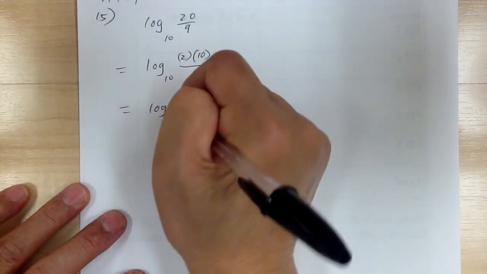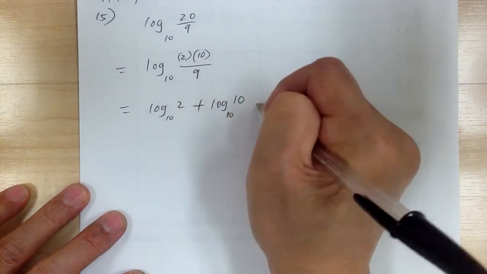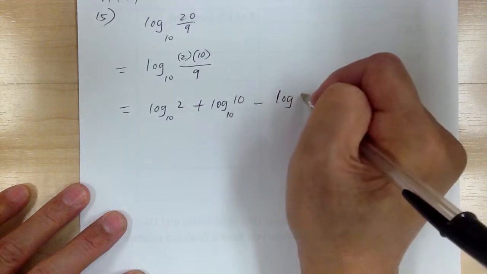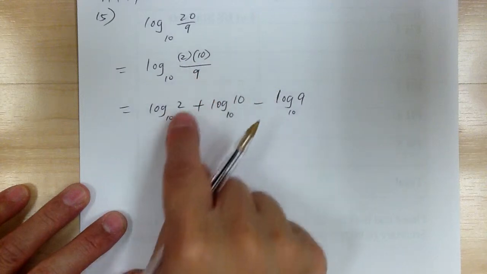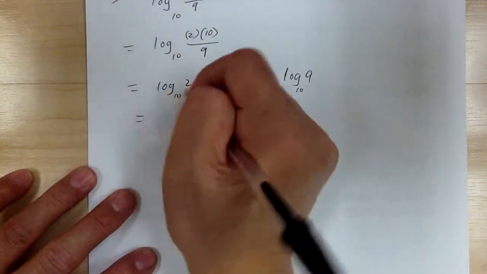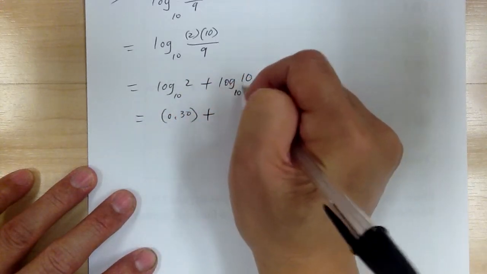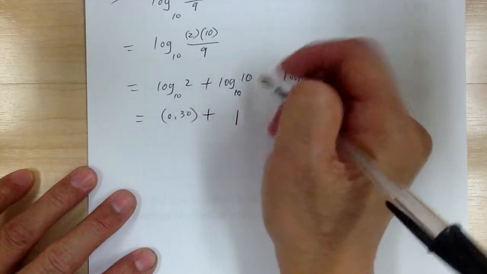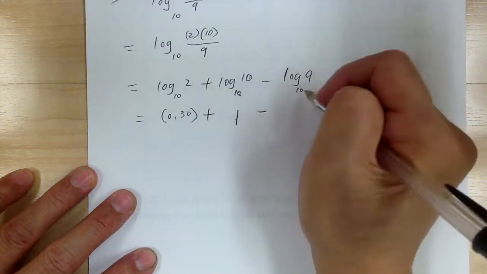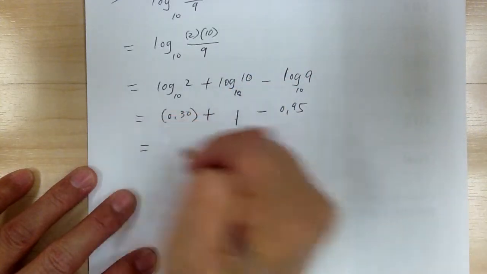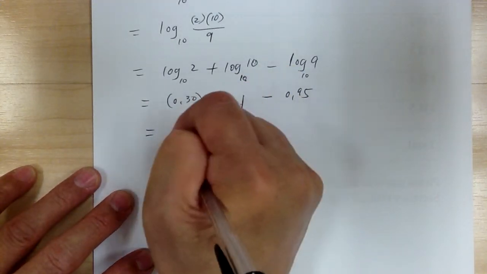So this becomes log of 2 base 10 plus log of 10 base 10 minus log 9 base 10. So you multiply, you add. So it'll be 2, 10, 9. Then from here you can go and evaluate. So this is 0.30. Now log 10 base 10 is equal to 1. When these two are the same, it's equal to 1 because 10 to the 1 power equals 10. So you have to know this trick. And this is 0.95. So get your calculator and work it out. You're going to get 0.35.